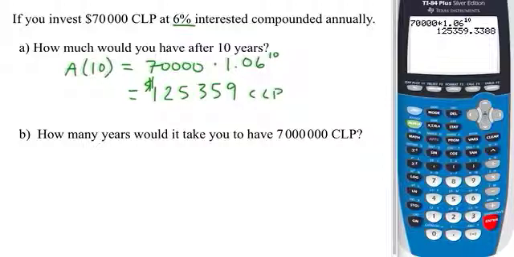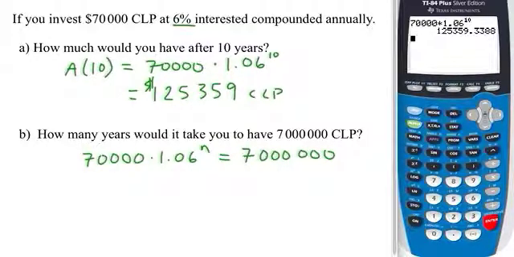Okay? Another question you might ask is, how long will it take to reach a certain value? So let's say I want to know how long will it take until my 70,000 pesos turns into 7 million pesos. So it gets multiplied by a factor of 100. Right? What that really means then is I want to solve this equation, 70,000 times 1.06 to the power of n, because I want to know after how many years, after n years, equals 7 million.